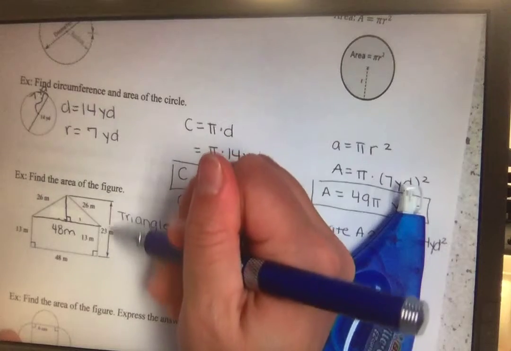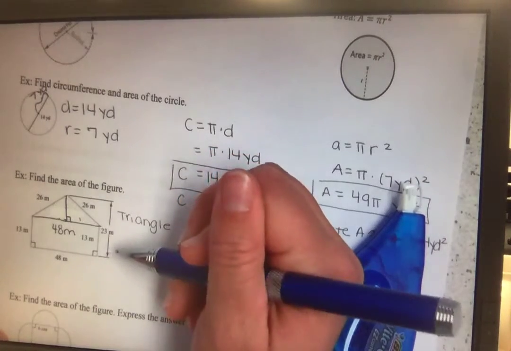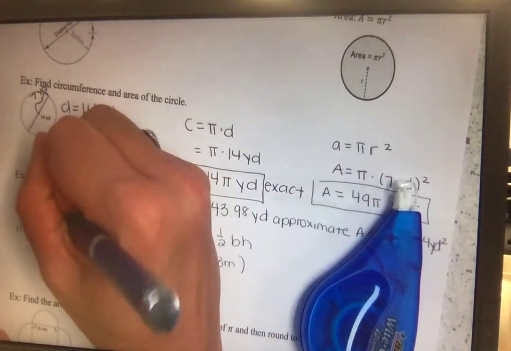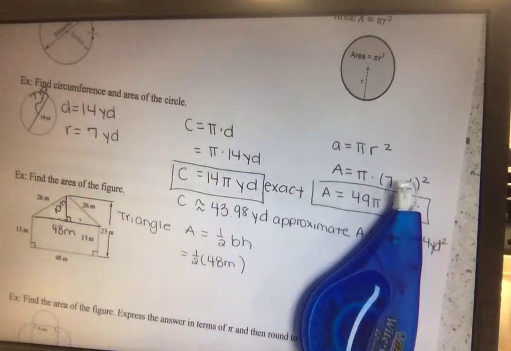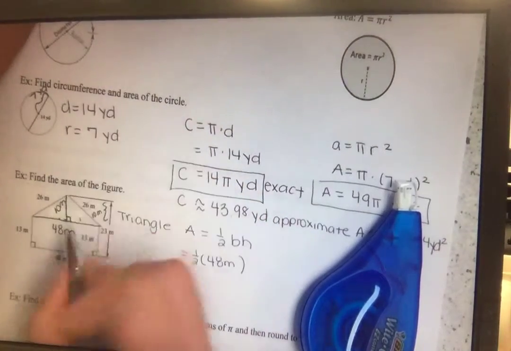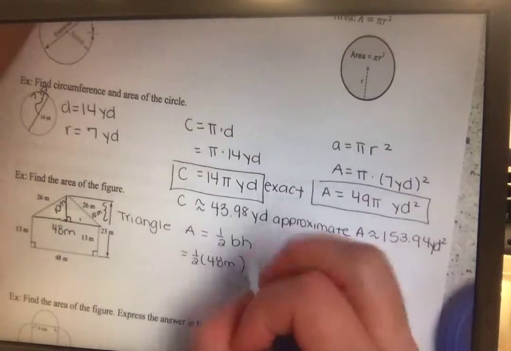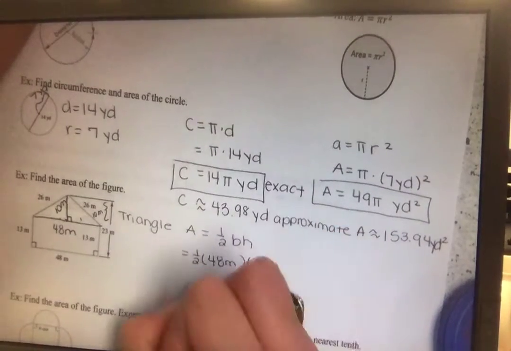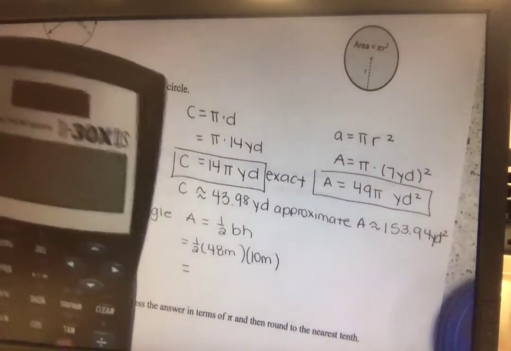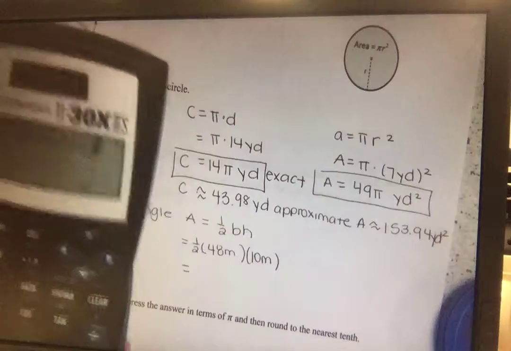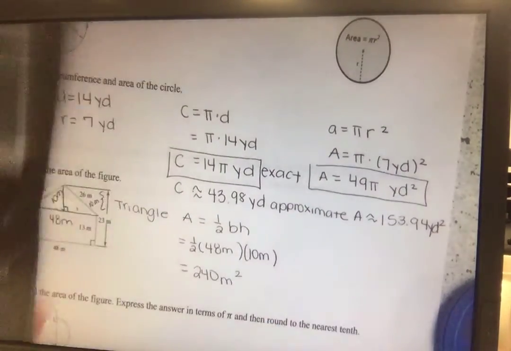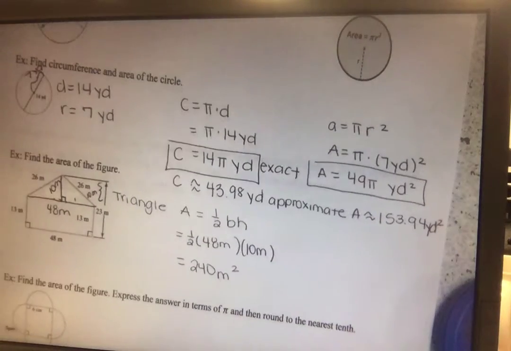Over here, I know this whole thing is 23 meters. This is 13, so that must mean that 10 meters is left over. 23 minus 13 means 10 meters is left over. So this section up here is 10 meters, which is the same as this length. So we know our height is 10 meters. So plugging this into our calculator, 1/2 times 48 times 10 will give us 240 meters times meters, so meters squared. So that's the area of our triangle section.